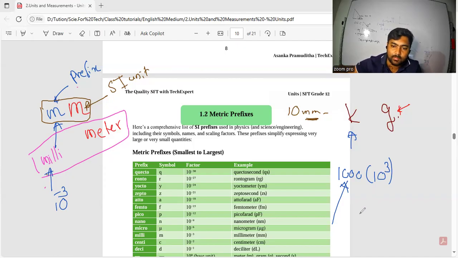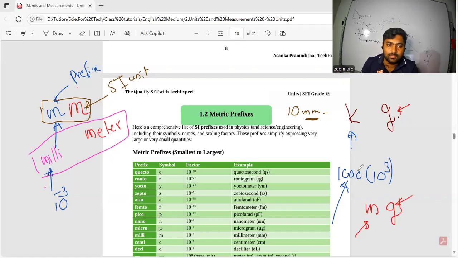Understood? Then think about this one. I will write milligram. M comes from the metric prefixes, and gram is in the SI unit system. Do you understand? We use prefixes to add some value to a unit. We add metric prefixes to add some value to units. Understood?